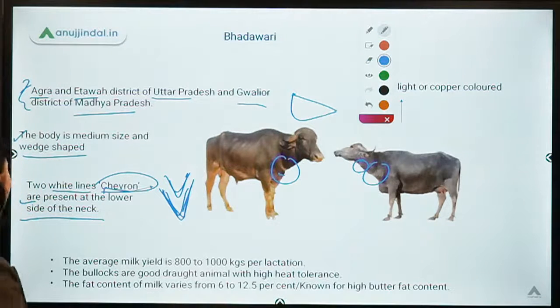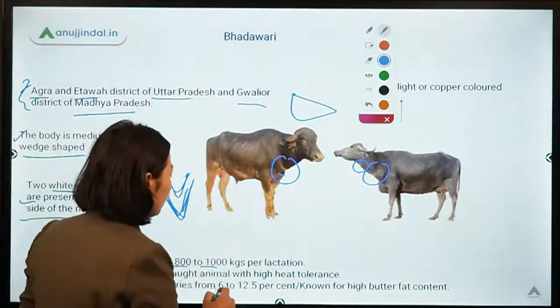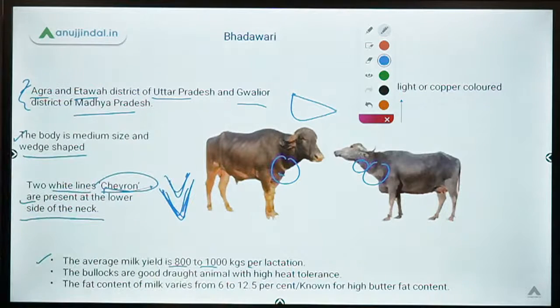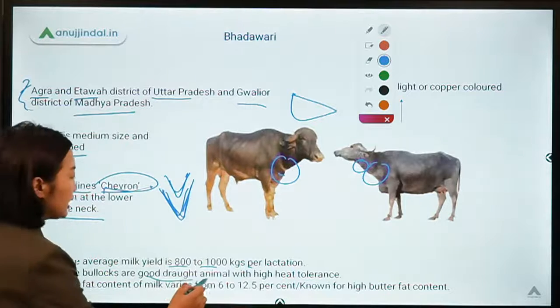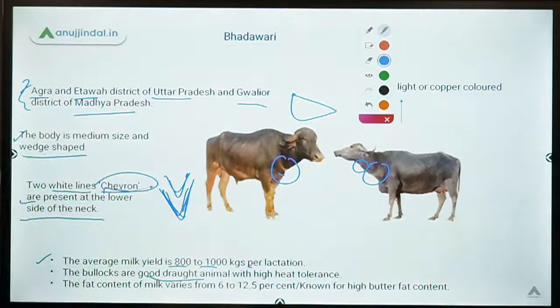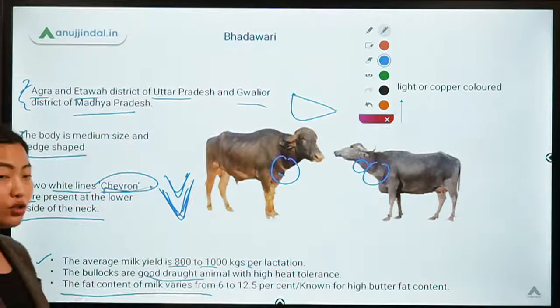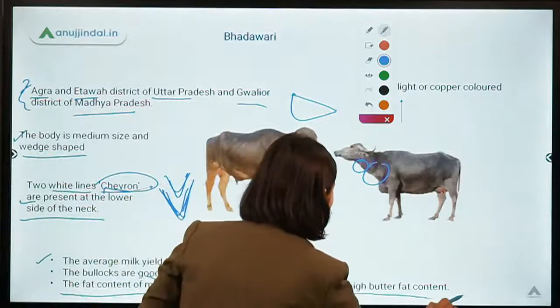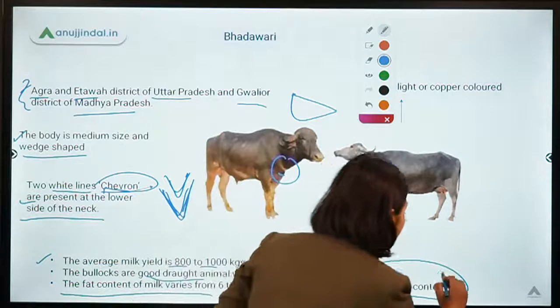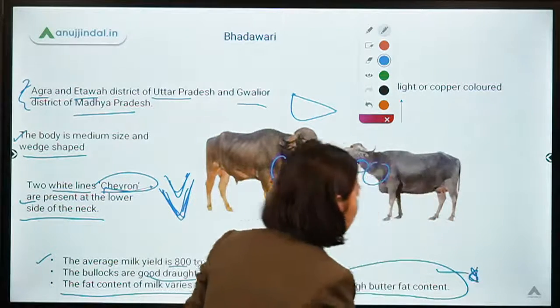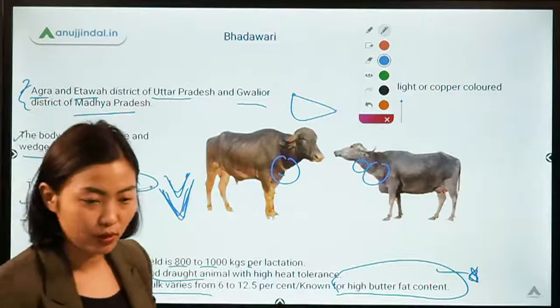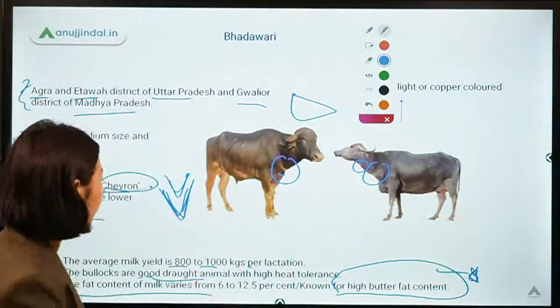Another point you need to remember is that the average milk yield is about 800 to 1,000 kilos per lactation. The bullocks are good draught animals with high heat tolerance. The fat content of the milk varies from 6 to 12.5%, and it is known for high butterfat content. Guys, this is very important. There are high chances of these coming in the exam. Try to jot these points down.